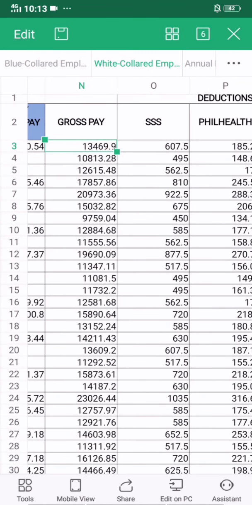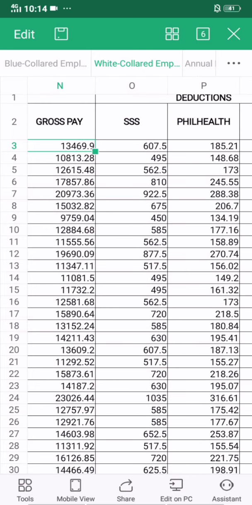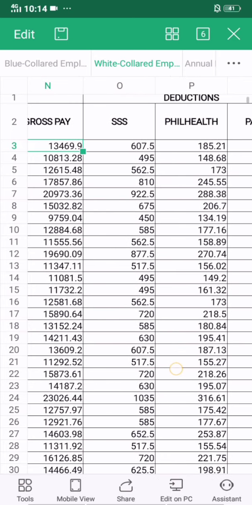In getting SSS, there is a certain table. Once you find your gross pay, you can find how much your SSS is. And now to find our PhilHealth, we will times our gross pay by 0.0275 and then divide it by 2.